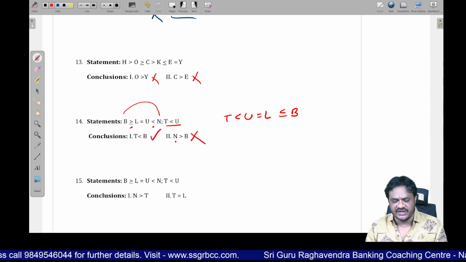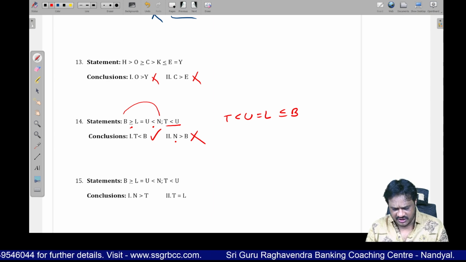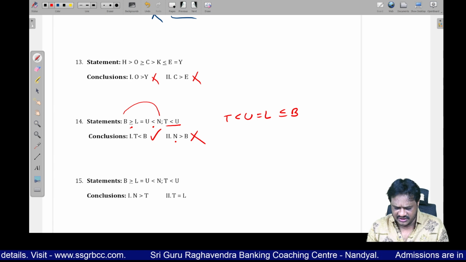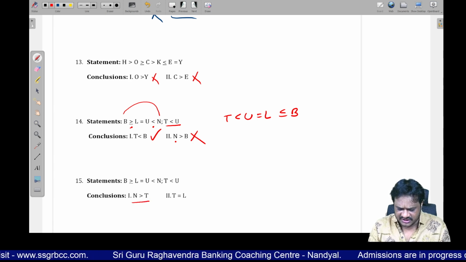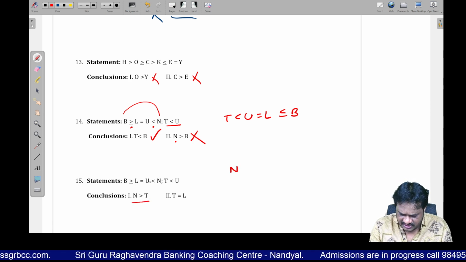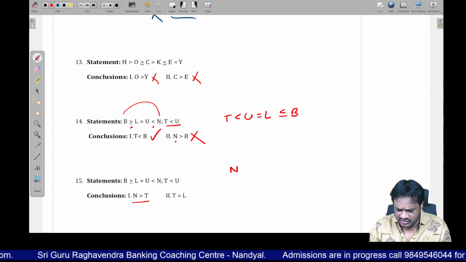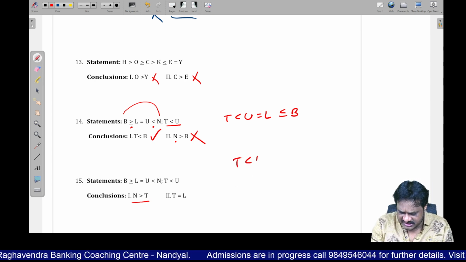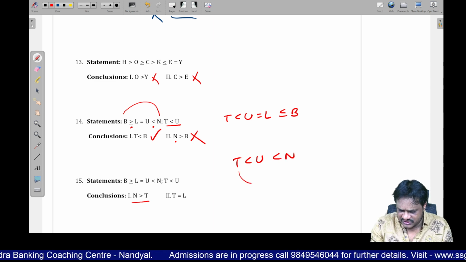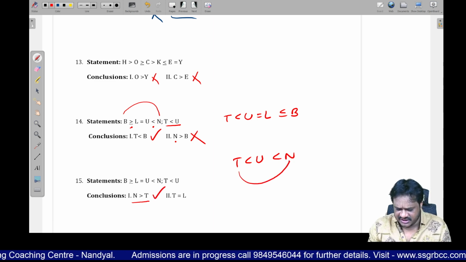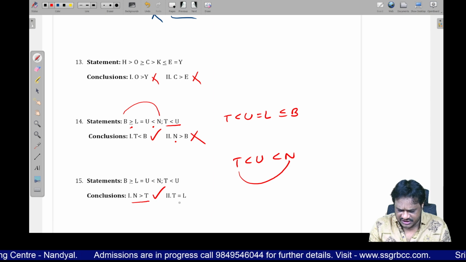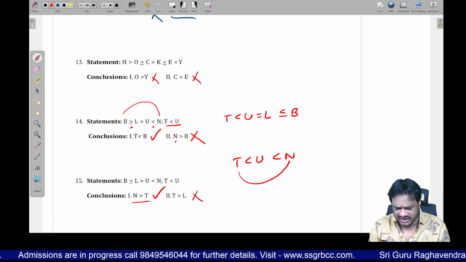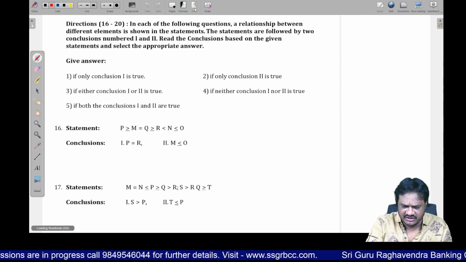Let us see 15th question. B greater than or equal to L, L is equal to U, U less than N and T less than U. First of all, N greater than T. See, U less than N, U less than N. So you can take like this, T less than U, U less than N. So T less than N or N greater than T definitely follows. T is equal to L does not follow in any case. So only one definitely follows.